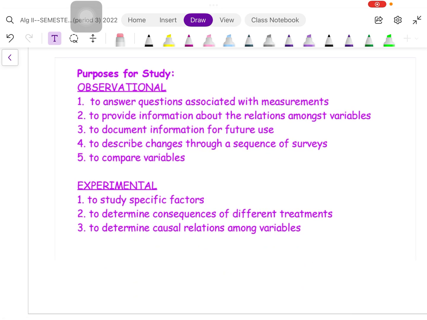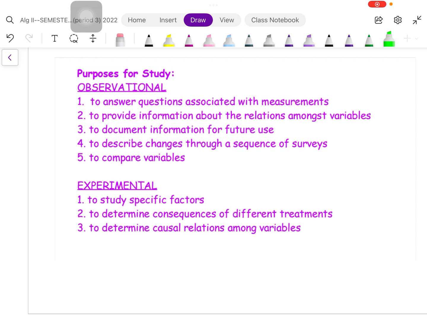Now, why would we do observational studies? Well, if we needed to answer a question associated with measurement, where we just simply are seeing how long something takes or what is the best. You're providing information about relations amongst the variables, so what's your favorite color? You're documenting information for future use, or you describe any changes found in a sequence of surveys where you're looking for a change from this year to next year. So you're simply observing the answers when you're comparing different variables.